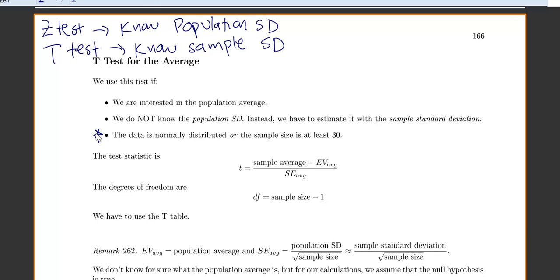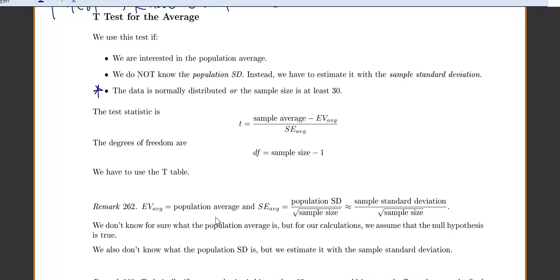And then you have this assumption that you will have to check: you can only use the t-test if the data is normally distributed or the sample size is at least 30. The test statistic is t equals our sample average minus expected value over standard error. So exactly the same as for our z-test, but now we're just going to call it t. The new thing about the t-test is you also have to have degrees of freedom. Your degrees of freedom is equal to your sample size minus 1. And, of course, you have to use the t table instead of the z table.